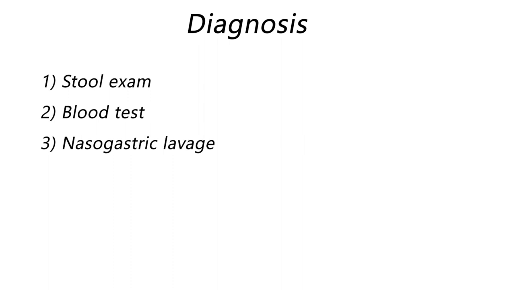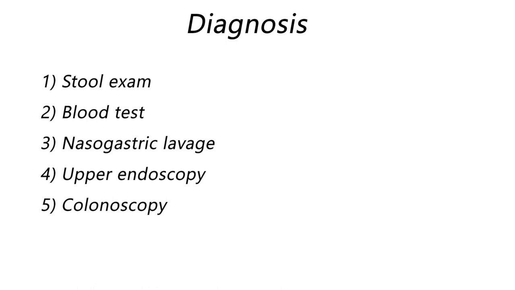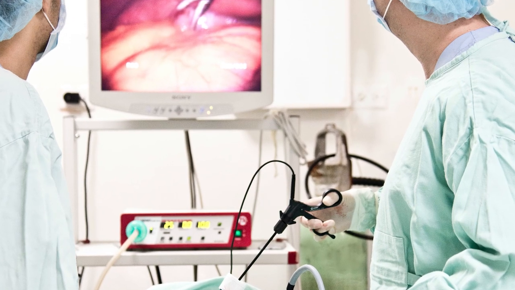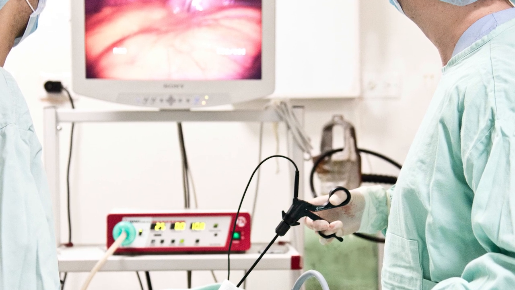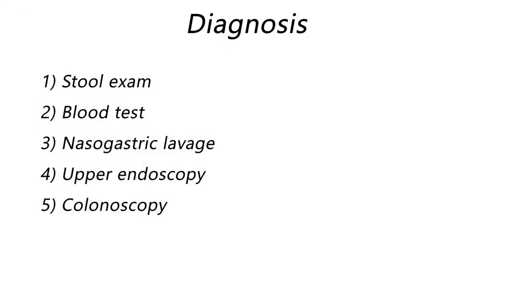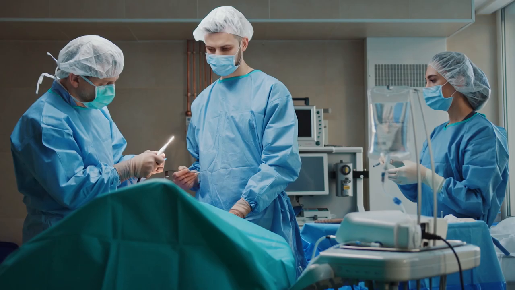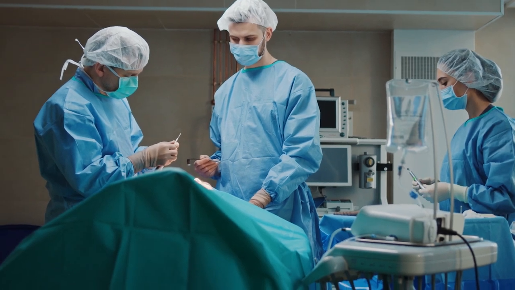Nasogastric tube lavage is used when it's unclear if the patient has ongoing blood loss, and it is prior to early endoscopy. Upper endoscopy is done by inserting a long thin tube through the mouth to examine the upper gastrointestinal tract. Colonoscopy is another method. This procedure is used to examine the large intestine by inserting a long thin tube with a tiny camera on the end of it into the rectum. If the source of bleeding cannot be found with non-invasive tests, surgery might be needed to explore all of the small intestine.